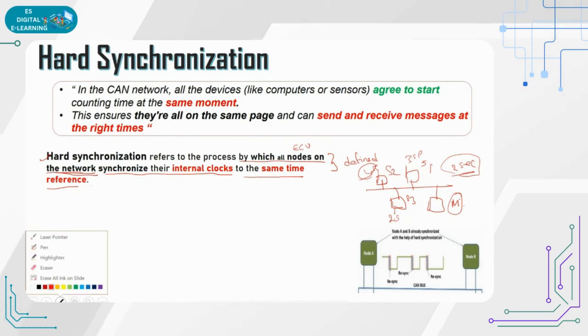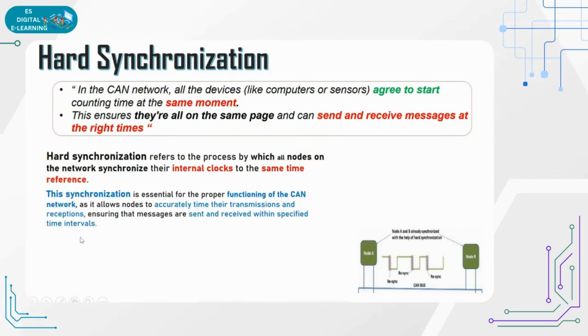Okay, is it clear on this concept? This synchronization is essential for the proper functioning of the CAN network, and it allows the nodes to accurately time the transmission and receiving. Whatever the transmitting or receiving of the data, you need to ensure that the data is communicated within the time. So that is the main purpose.